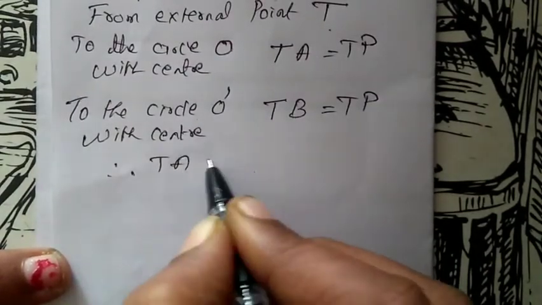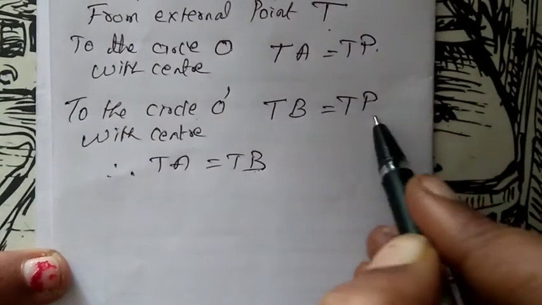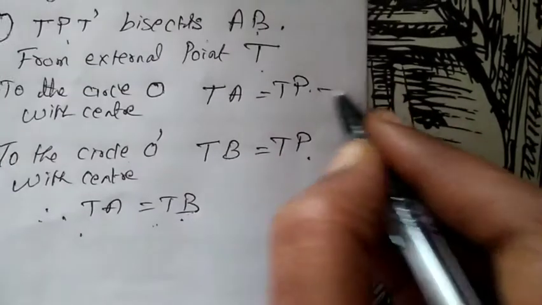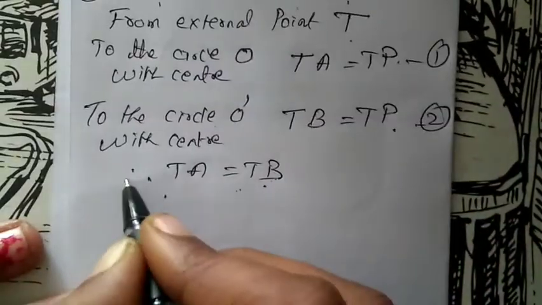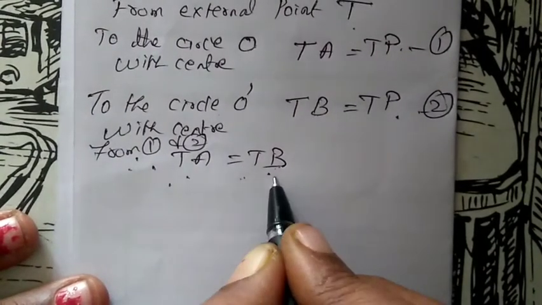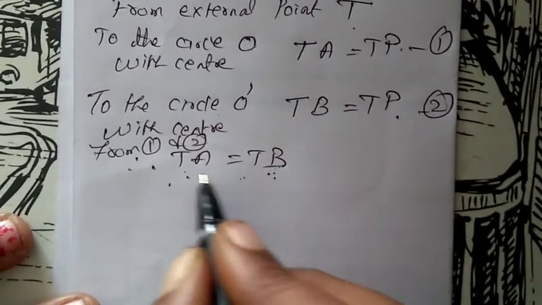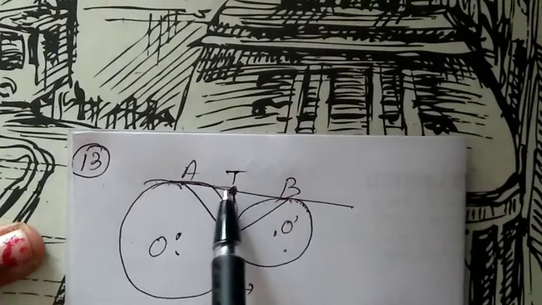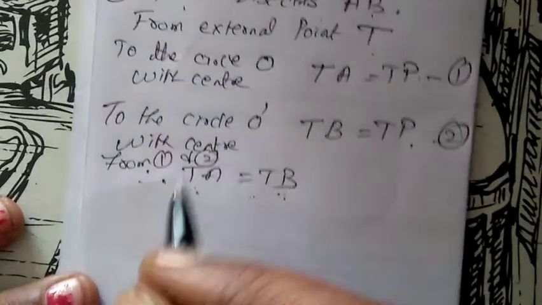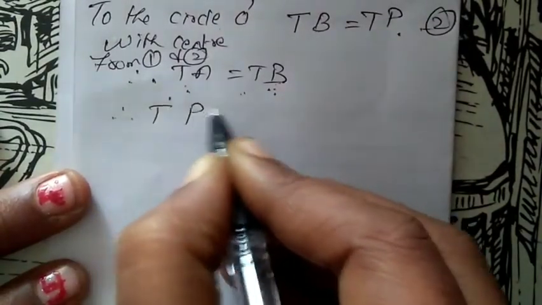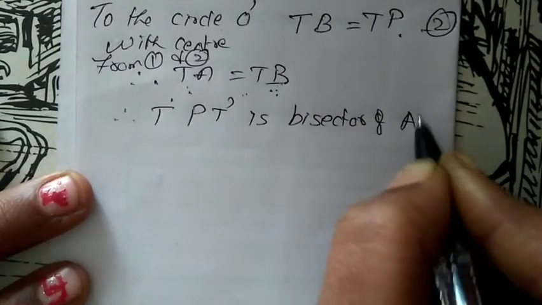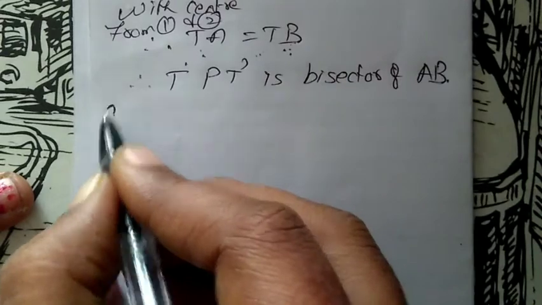Therefore, TA is equal to TB, because here LHS are equal, so RHS is also equal. TA is equal to TB. We can make it as first equation, second equation. Therefore, from 1 and 2, TA is equal to TB. When these two are equal, see the diagram, TA is equal to TB means it should be the bisector. So, therefore, TP T dash is bisector of AB.